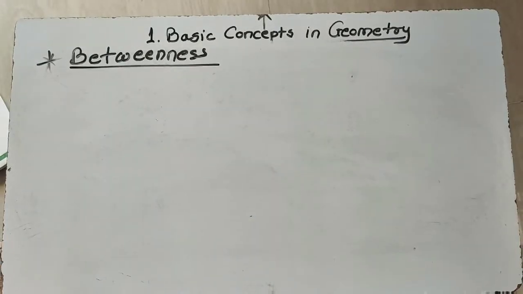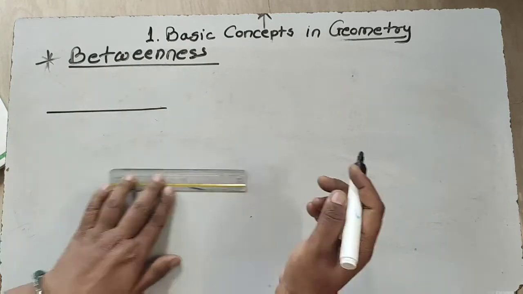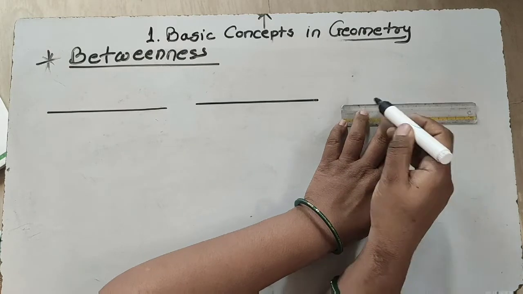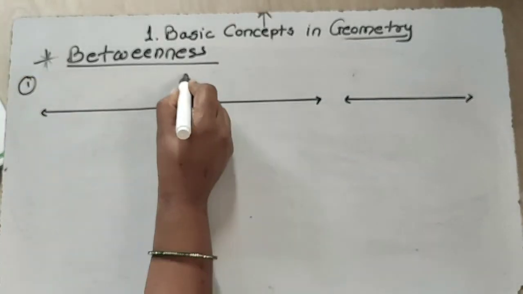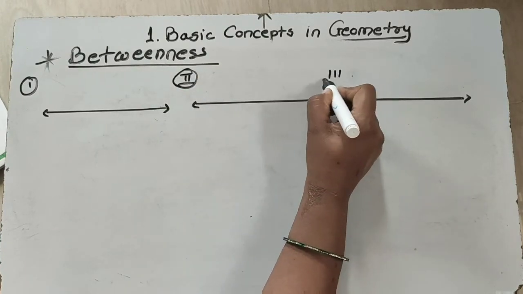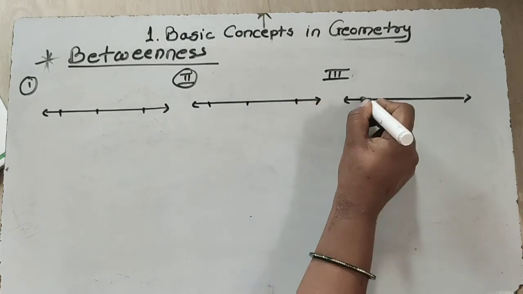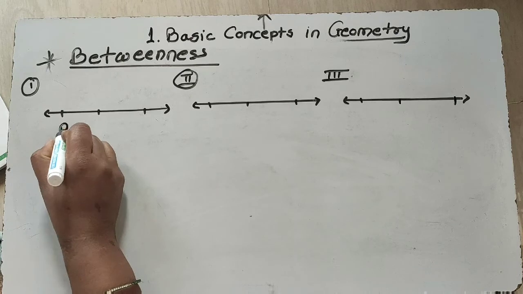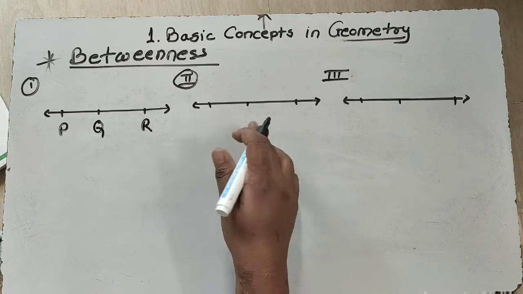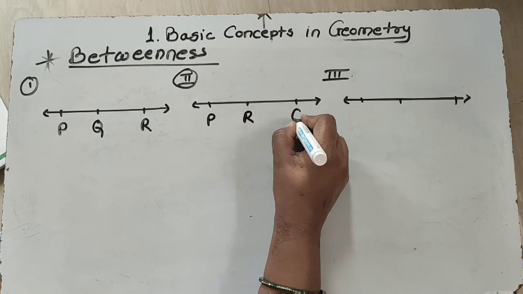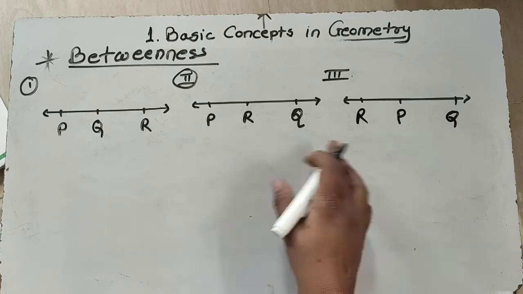Now the next topic is betweenness. So what is betweenness? Suppose I take 3 collinear points. This is the first line, this is the second line, and this is the third line. First condition, second condition, and third condition. Now here I will plot 3 points. I will write P, Q, R. Here also I will write P, Q, R only, but in a different order. So I will write here P, here I will take R, and here I will take Q. Then here I will take R, here P, and here Q.